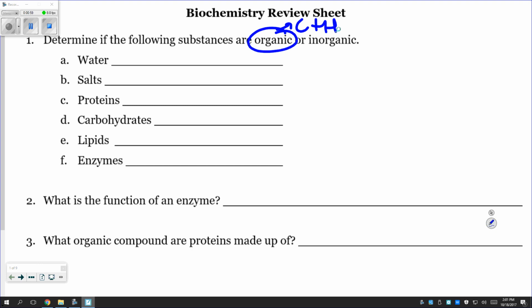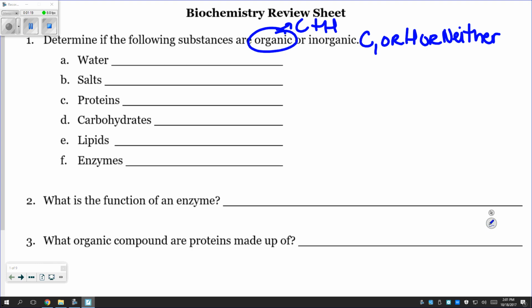The other example we have is something called inorganic. Remember, when we're talking about things that are inorganic, we're looking for things that have either carbon, hydrogen, or neither.